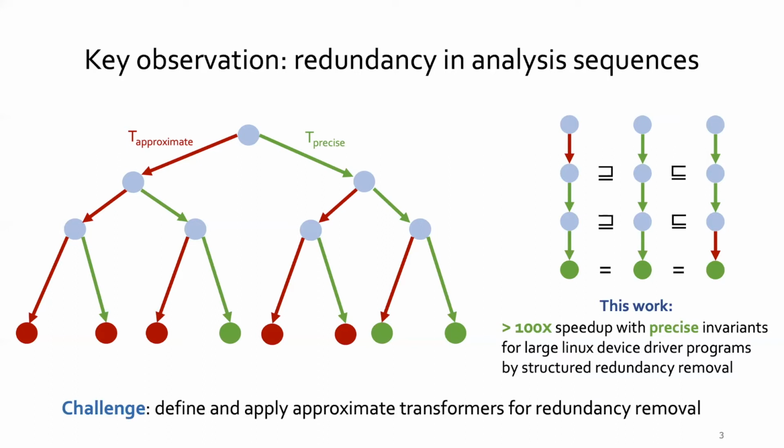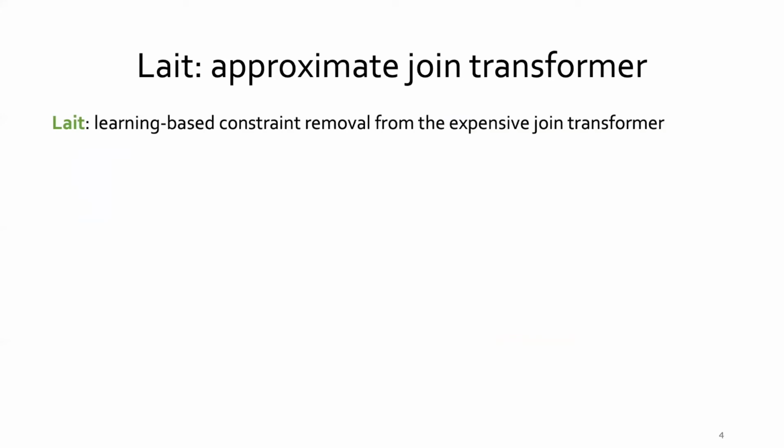With this observation, the challenge then is to define and selectively apply the approximate transformer to remove redundancy in the sequence of abstract transformers, which results in fast and precise analysis. We introduce Lait in this work. Lait is a learning-based transformer that removes redundant constraints from the expensive join transformer. We show how Lait works with an example.